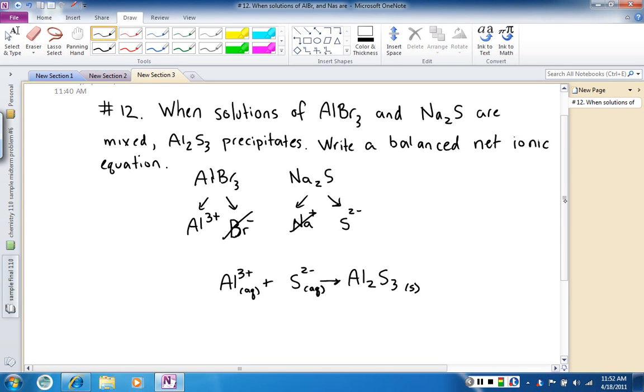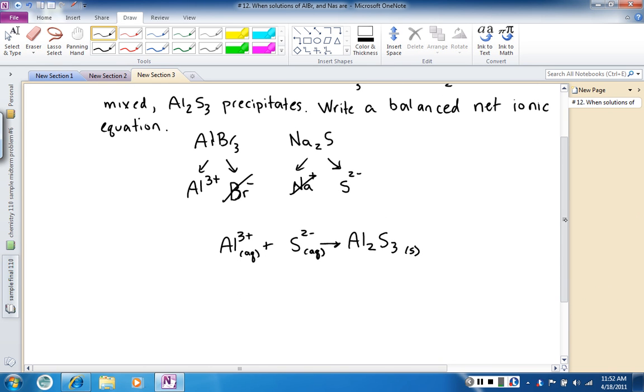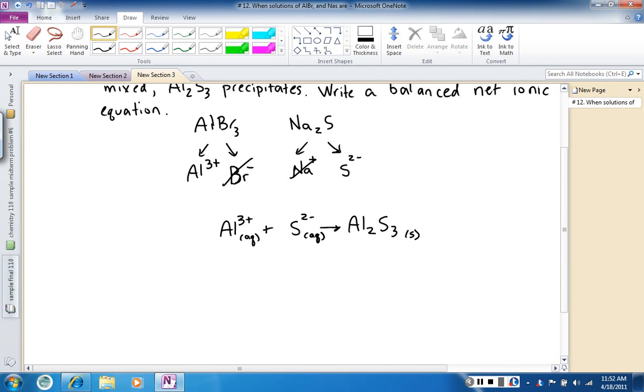So this part here, sometimes people stop here and don't realize you have to balance it. There are 2 Als on the right side, so you need to have 2 Als on the left. There are 3 S's on the right side, so you need to have 3 on the left. Now, when you're totally done with it, you need to have your mass balance and your charge. There's 2 times 3 plus, 6 plus, and 3 times 2 minus, 6 minus. So overall, you got a charge of 0, and of course Al2S3 is 0 too.